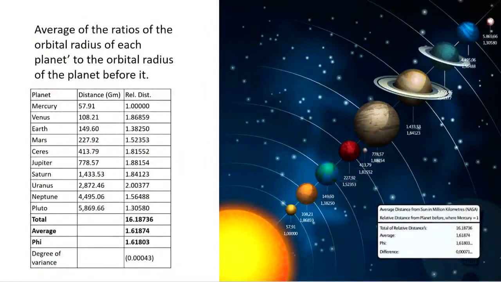And in our solar system, the average of the ratios of the orbital radius of each planet to the orbital radius of the planet before it averages out to the golden ratio. Each one's not perfect, but when you take them all and average them, it has a degree of variance of 0.00043.